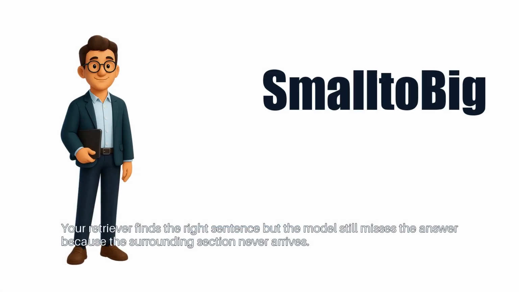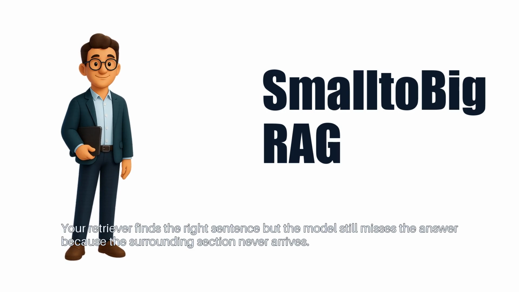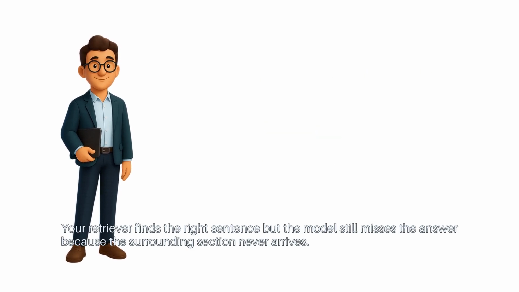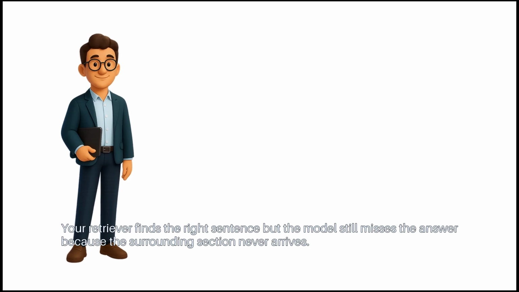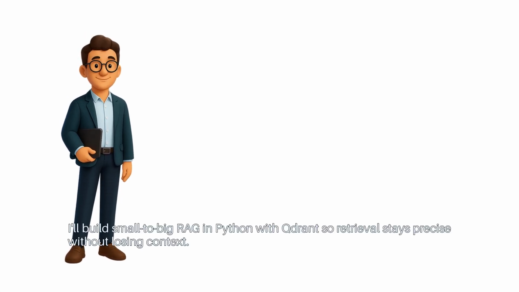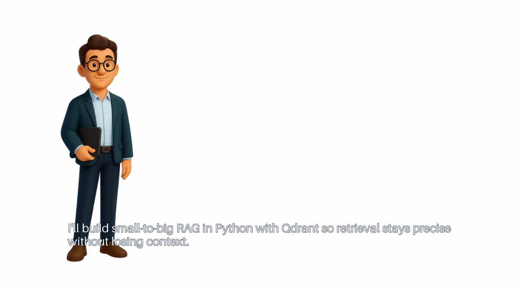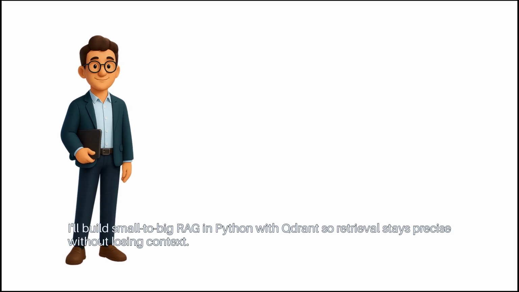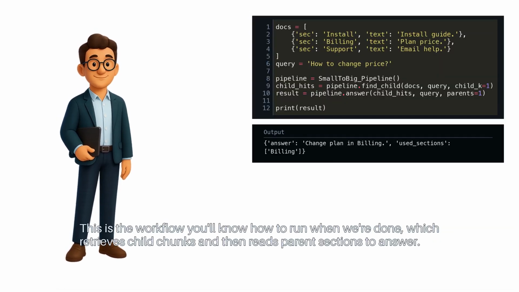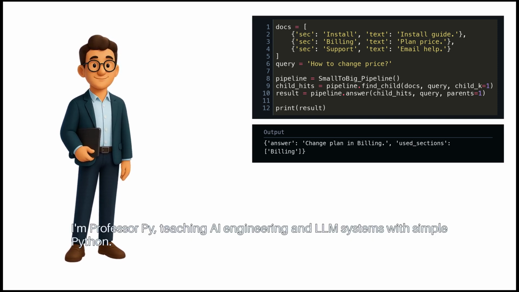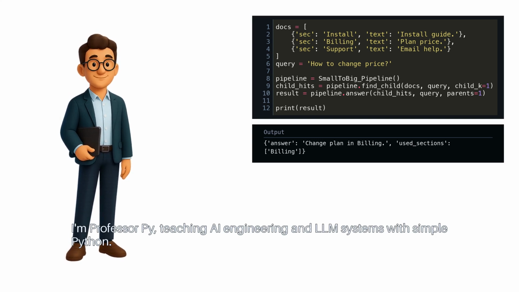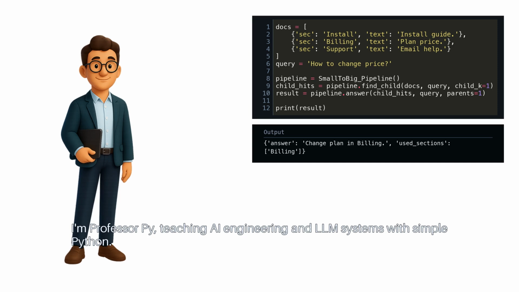Your retriever finds the right sentence, but the model still misses the answer because the surrounding section never arrives. I'll build small to big RAG in Python with Qdrant, so retrieval stays precise without losing context. This is the workflow you'll know how to run when we're done, which retrieves child chunks and then reads parent sections to answer. I'm Professor Pi, teaching AI engineering and LLM systems with simple Python.